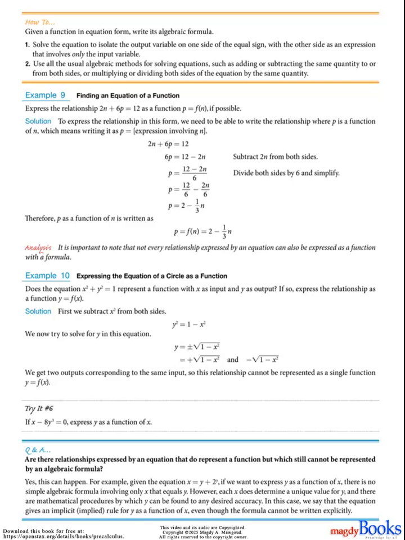Q&A. Are there relationships expressed by an equation that do represent a function but which still cannot be represented by an algebraic formula? Yes, this can happen. For example, given the equation x = y + 2^y, if we want to express y as a function of x, there is no simple algebraic formula involving only x that equals y. However, each x does determine a unique value for y, and there are mathematical procedures by which y can be found to any desired accuracy.